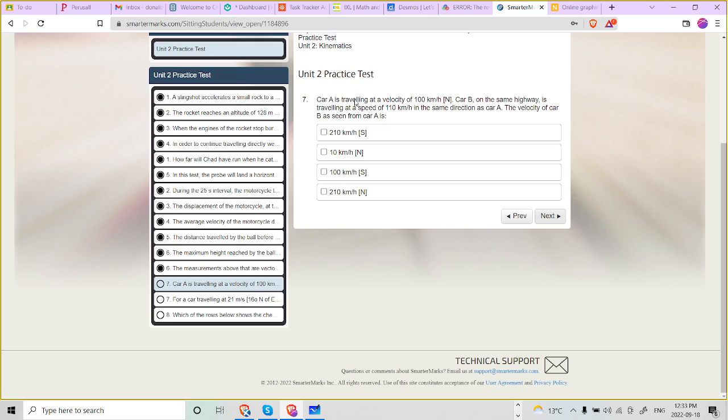So, car A is traveling at a velocity of 100 kilometers per hour north. Car B on the same highway is traveling at 110 kilometers per hour in the same direction as car A. So the velocity of car B, as seen from car A, go in the same direction, it's just 10 kilometers an hour faster. So that's 10 kilometers an hour north.